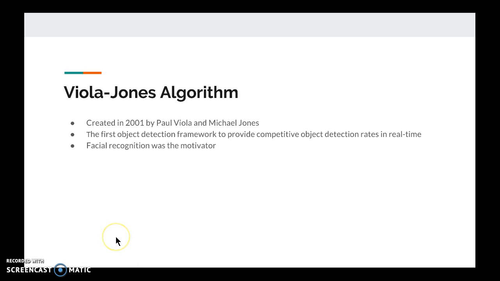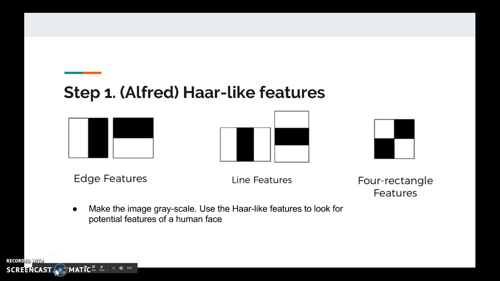Computer vision as it pertains to facial recognition has to do with the Viola-Jones algorithm. This is the one that we'll be talking about today. It was created in 2001 by Paul Viola and Michael Jones, and as far as I understand, it's the first object detection framework to provide the detection rates in real time. And facial recognition was the motivator behind the algorithm's development.